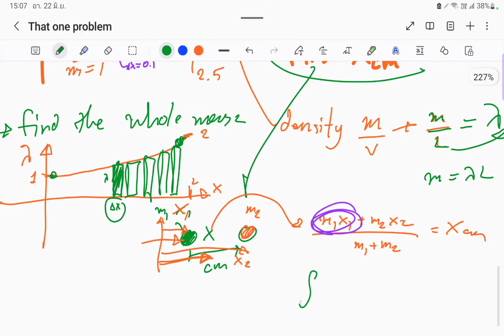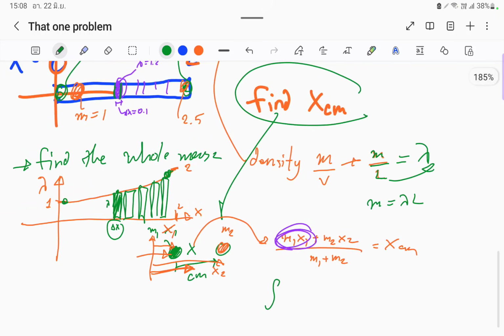So you do this integration for finding the whole mass. You gotta integrate the lambda function and the dx, because this is delta x. So in calculus, you just chop them really small, so the delta sign turns into the d sign. And this is how you get the whole mass, which is this section of the equation.